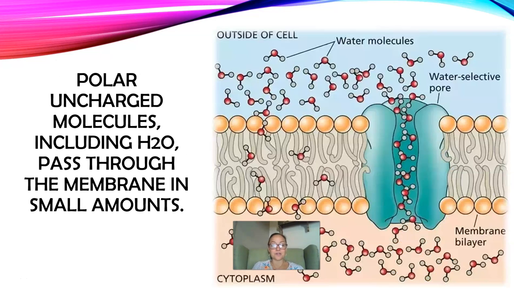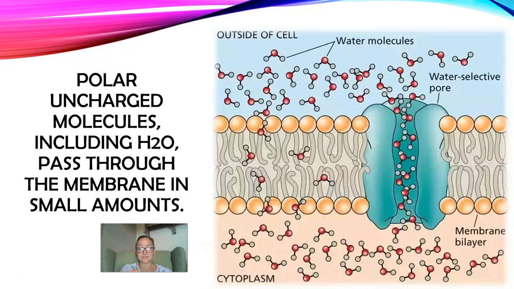So polar uncharged molecules, including water, can pass through in small amounts. Now this seems counter to what I just said, but if we think about a cell, how a cell is surrounded both inside and outside in water, and it's a fluid mosaic model, meaning that the cell can move. Now think about it, some water molecules are going to be able to slip through that lipid bilayer. However, it's only going to be a small amount of them.